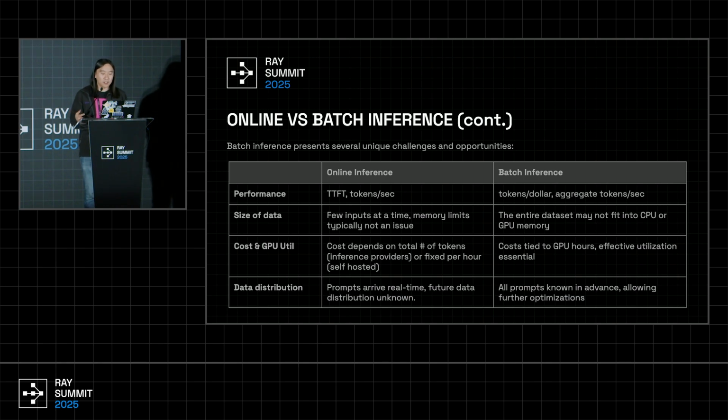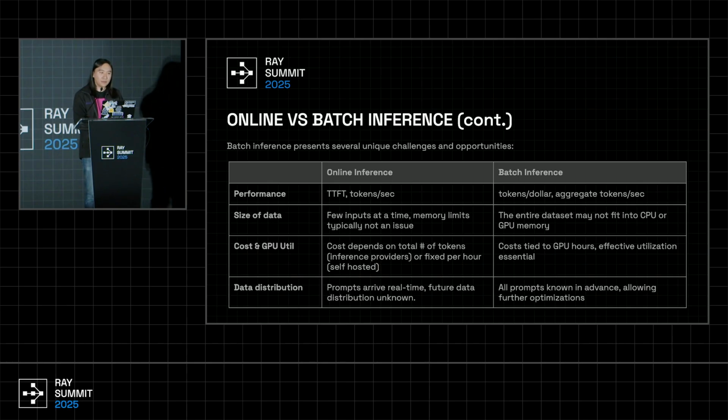Another axis is cost and GPU utilization. For online inference, your cost depends on either the total number of tokens that you're running through inference, if you're using an inference provider, or some fixed amount per hour if you're self-hosting your own models. On the batch inference side, the cost is largely tied to the GPU hours that it takes to actually run inference over your data. So effectively utilizing your GPUs while you're doing the batch inference workload is highly essential for that.